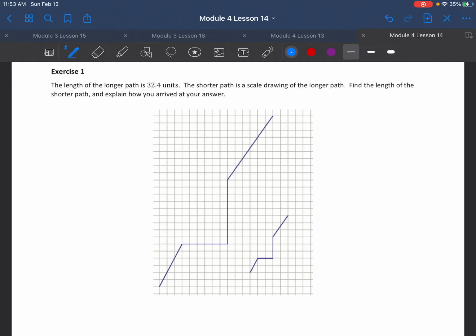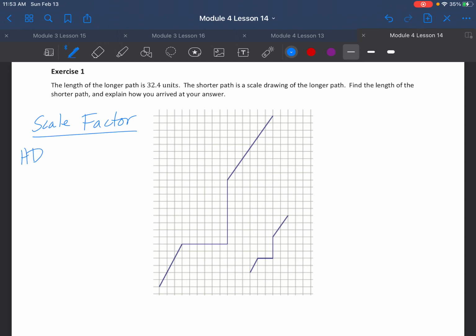Let's go to the next one. Exercise number 1. In this one, the length of the longer path is 32.4 units. The shorter path is a scale drawing of the longer path. Find the length of the shorter path and explain how you arrived.